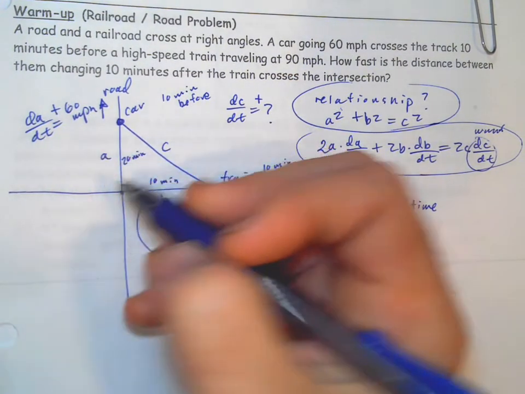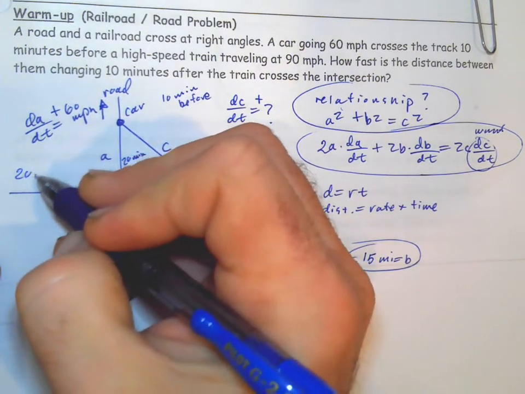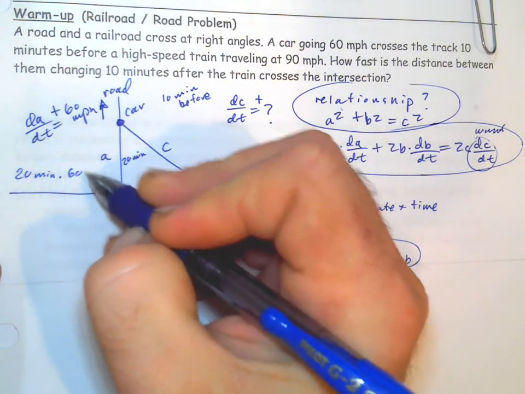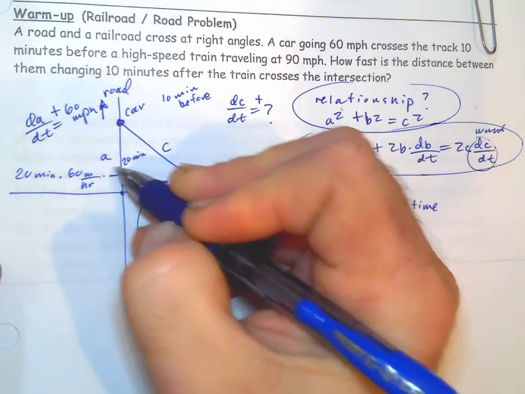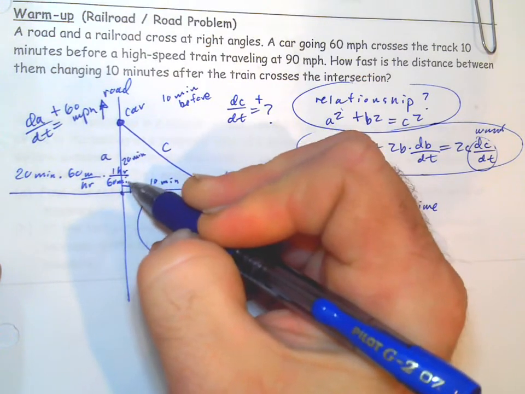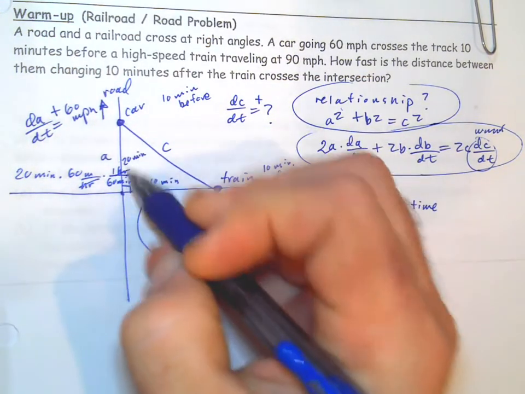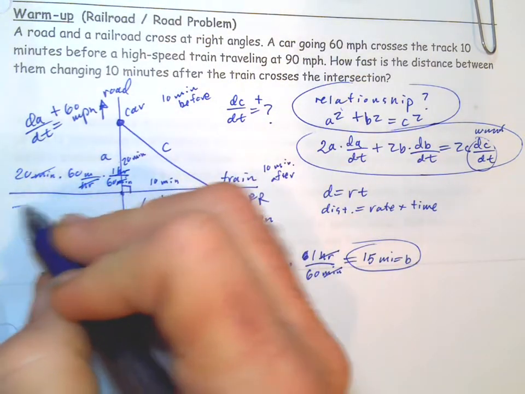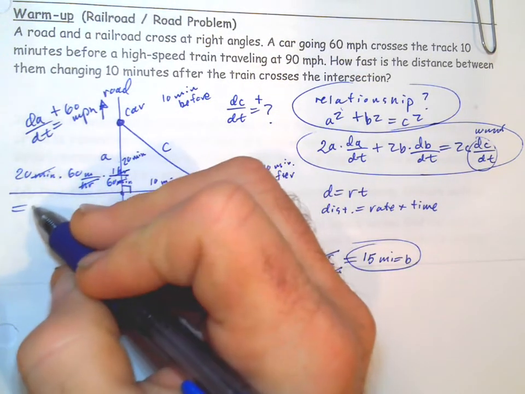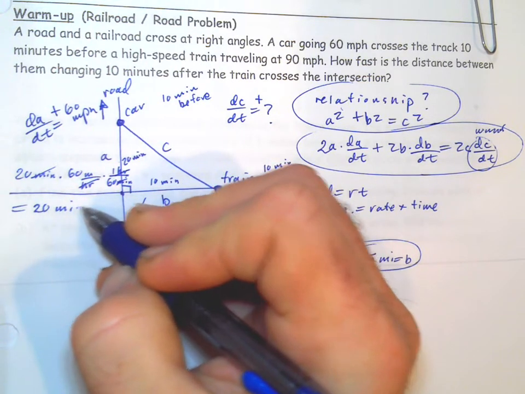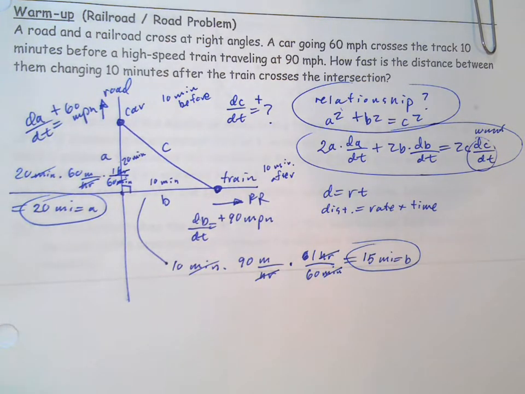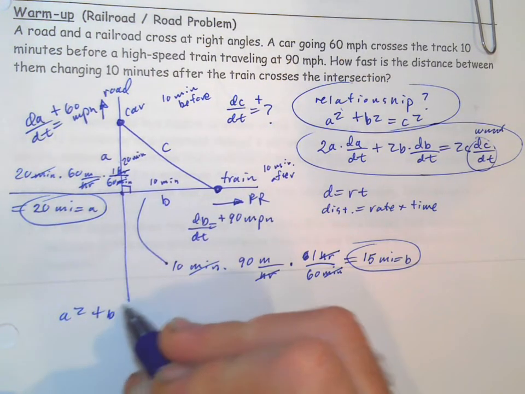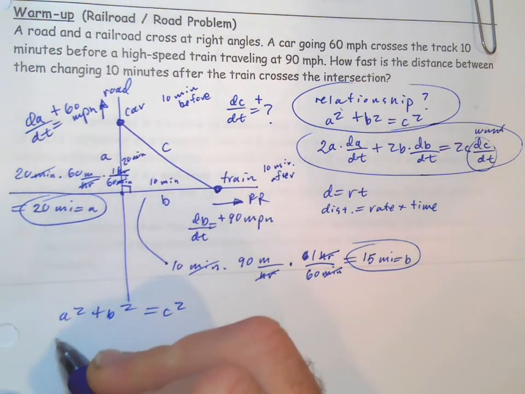Over here, A, similar idea: 20 minutes times 60 miles per hour, but we've got to change it to miles per minute. So 60 minutes in an hour. You should do it in a way that the units end up canceling out. That's how you know you did it right. So that's going to be 20 miles for your A value. Now we have A and B, but we still need C. So we've got to go back to that original relationship, A squared plus B squared equals C squared, to find the C value.